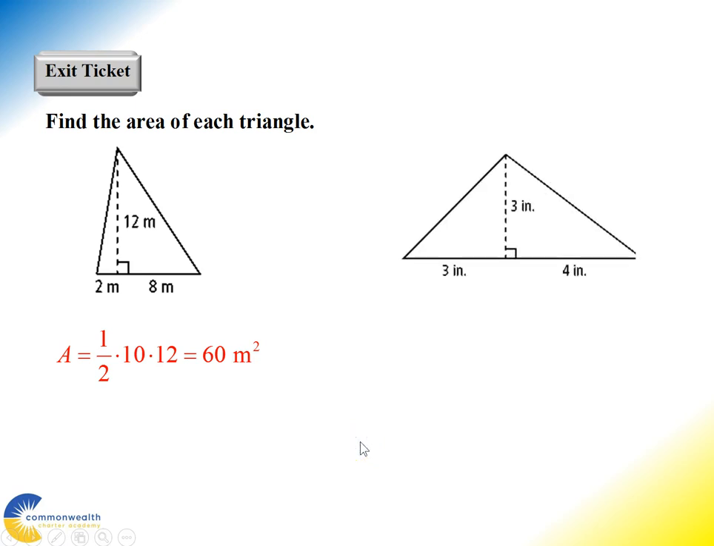Whereas when I look at this triangle here, again, I'm given a triangle, although part of the corner got cut off. I'm given a height of 3 inches, and the base that it's perpendicular to is on the bottom there, but that's being split into 3 inches and 4 inches. The entire base is 7 inches in length. So I do 1/2 times 7 times 3. 7 times 3 is 21. Half of that is 10.5, so it's 10.5 square inches.